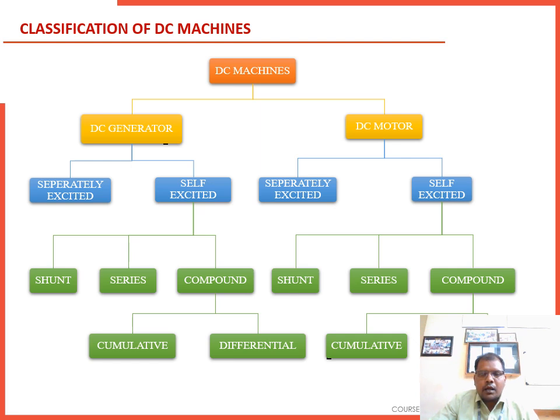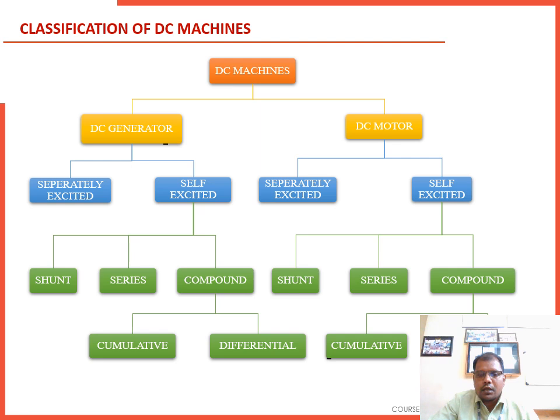The first topic is the classification of DC machines. DC machines are classified into two types: one is the DC generator, another is the DC motor. DC generators are again classified into two types, separately excited and self-excited. Self-excited generators are classified into three types: shunt, series, and compound generators. The compound generators are again classified into two types, cumulative and differential.